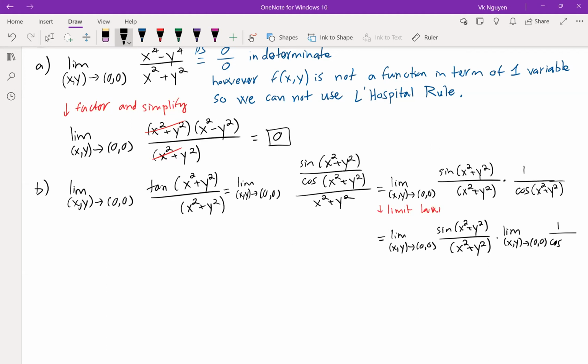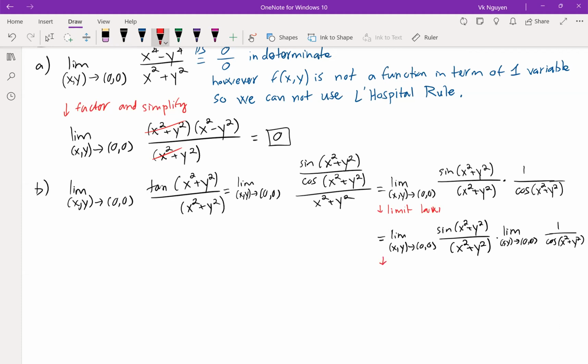Cosine, oh my God, it's too small. I'm gonna have to write this in here. The limit as (x, y) goes to (0, 0) of sine of (x squared plus y squared) over x squared plus y squared. Okay.